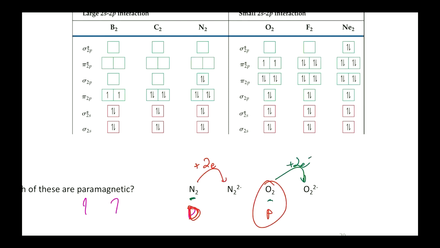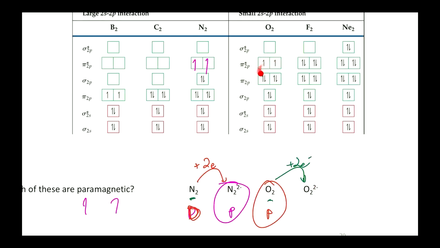No, yeah, you put them in the pi star. So the first one goes there. Where's the next one go? And the next one, yes. So nitrogen anion is what? Paramagnetic, yes, it's paramagnetic. What about oxygen 2 minus?